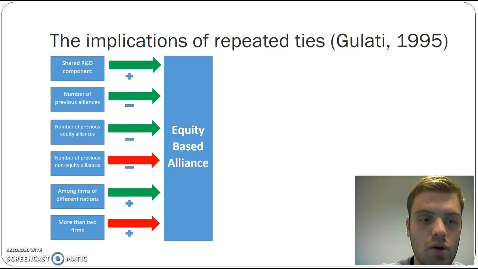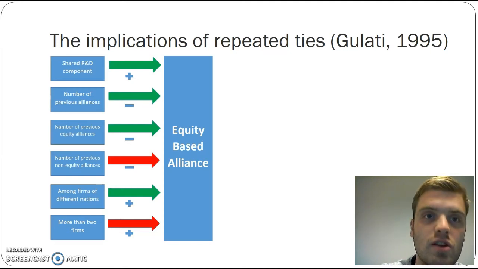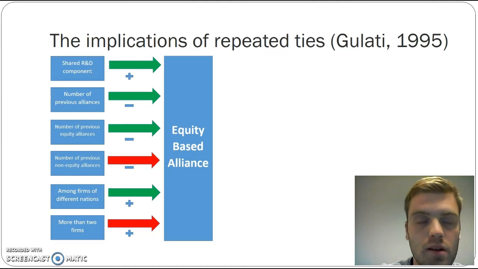Then they have also looked at firms from different nations, and they expected that alliances would be more likely to be equity-based if firms come from different nations. So there is a positive relation there, and this was confirmed, and that's basically because they don't trust each other because of cultural distance.